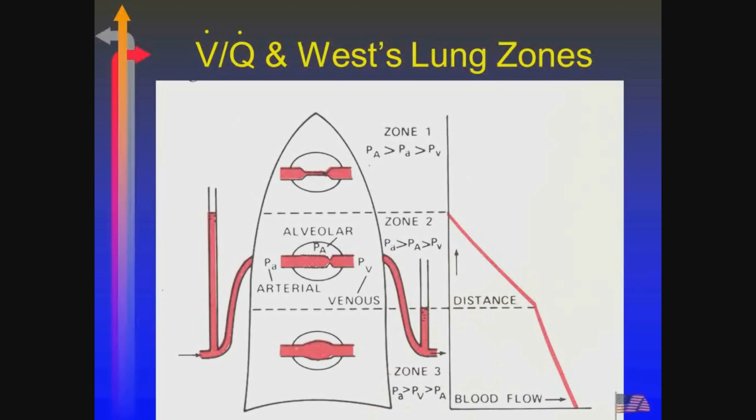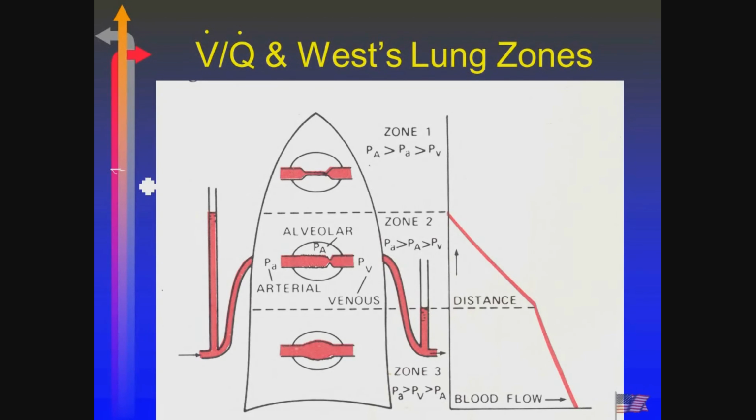This is zone 1 is the area, and again, under normal conditions, this is almost non-existent. It's when pathology happens that we start shifting blood flow from zone 2 or 3 to zone 1. Zone 2 is one where you end up having arterial pressure exceeding alveolar, but alveolar exceeds venous.